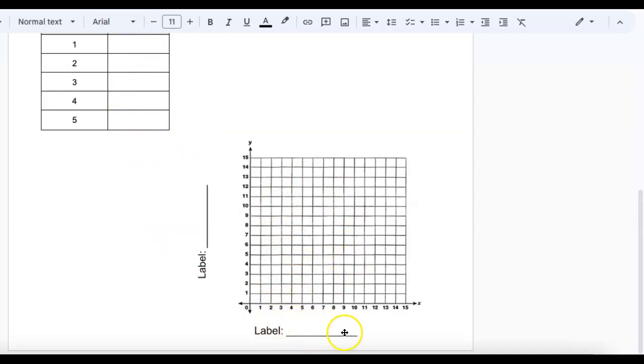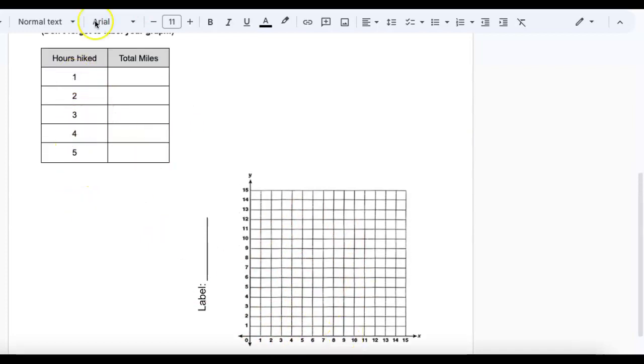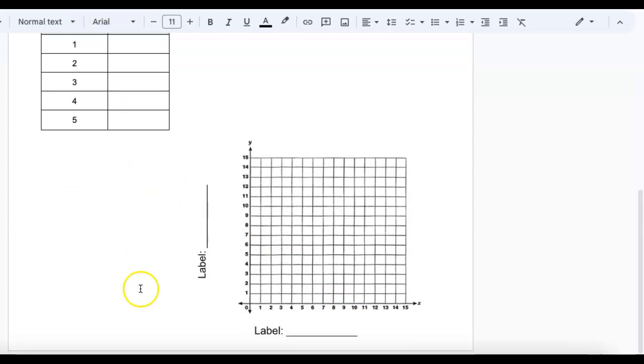Remember, your x-axis is your first column, your hours hiked. Your y-axis is those total miles. Remember, x first, y second. So make sure you're graphing in the correct order.